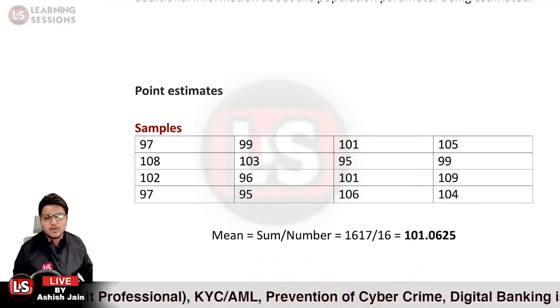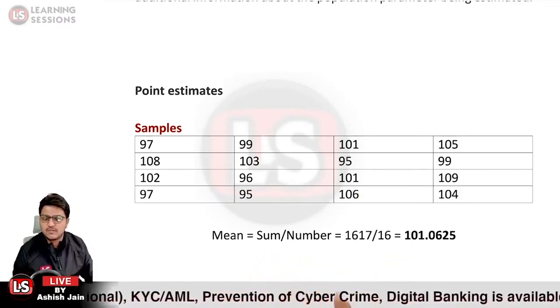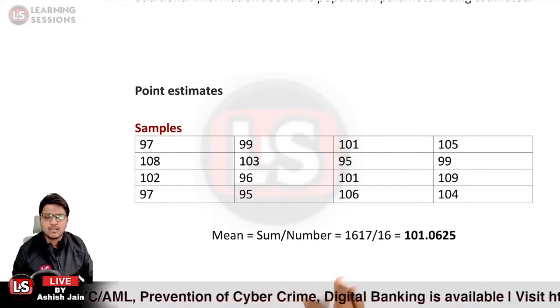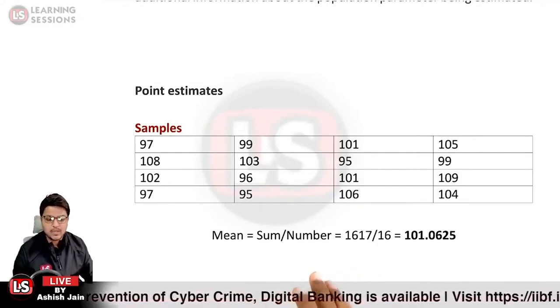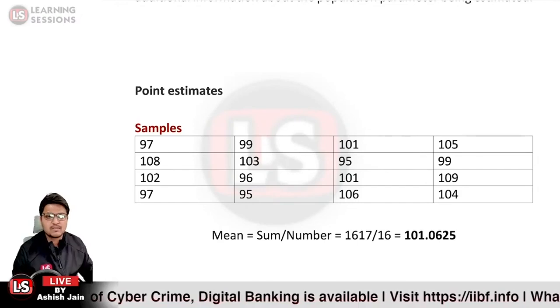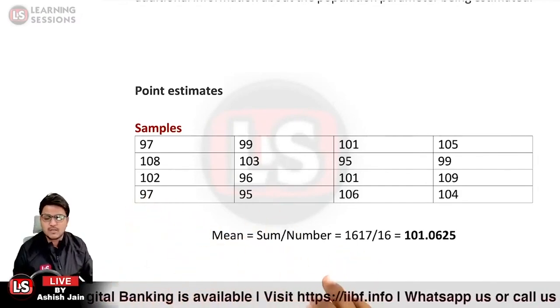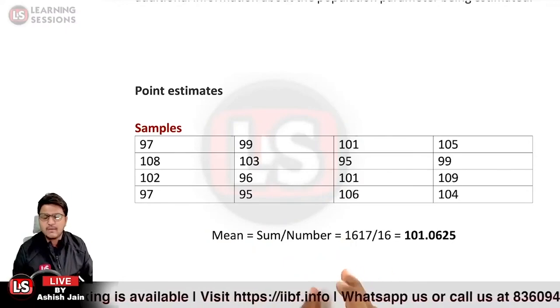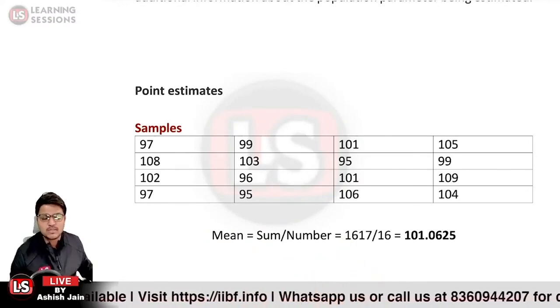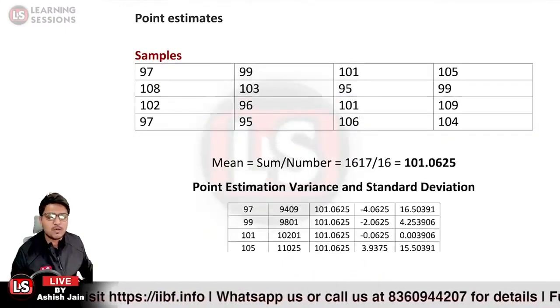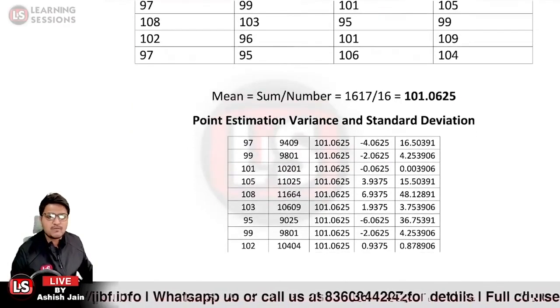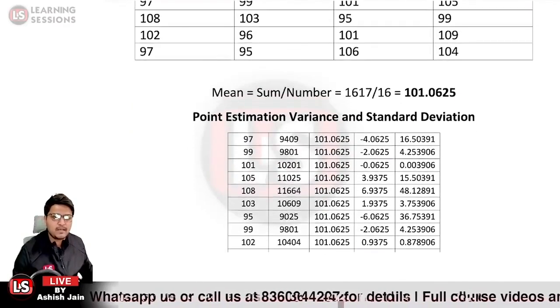First of all, we just calculated the mean for the different entities in the sample. It is the sum of the numbers, that is 97, 99 and so on, which comes out to be 1617, divided by the number of entities, that is 16, which comes out to be 101.0625. Further, we calculated for the different entities here.